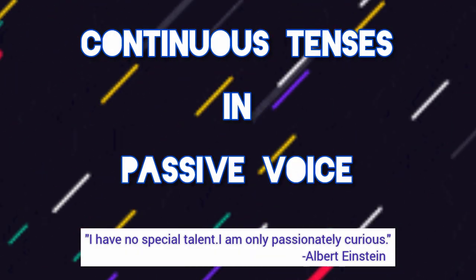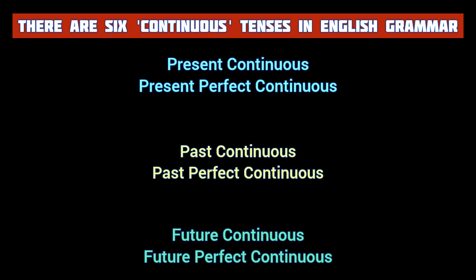Today's lesson is continuous tenses in passive voice. Well, we know that there are in all 6 continuous tenses in English grammar, namely present continuous and present perfect continuous, past continuous and past perfect continuous, future continuous and future perfect continuous. However, interestingly, not all these continuous tenses can be used in the passive voice. In fact, among these 6 continuous tenses, only the present continuous and the past continuous are used in the passive voice.